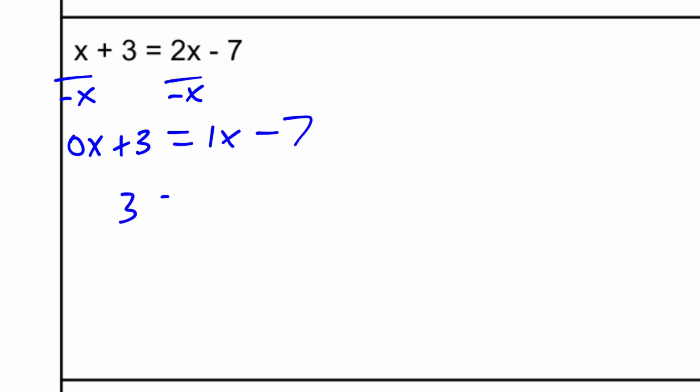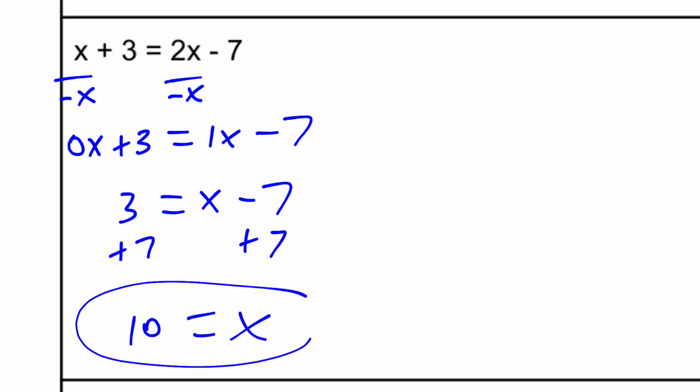Did you know that 0x can just be removed? You can't leave an x there. You have to get rid of it. Now we're back to a one-step equation. We add 7 to both sides. We have our answer. X is equal to 10.